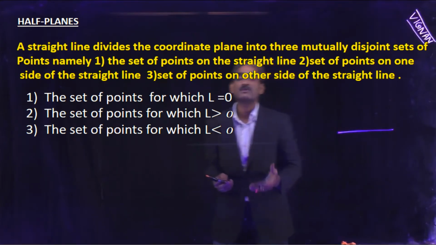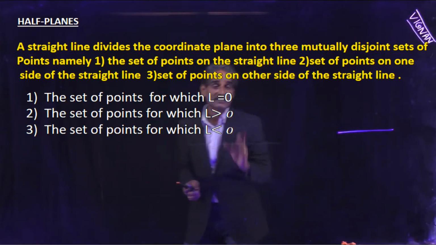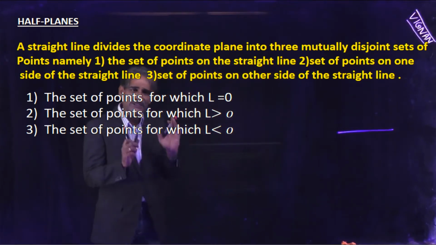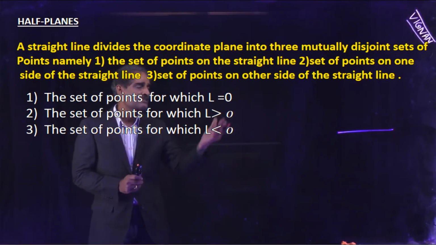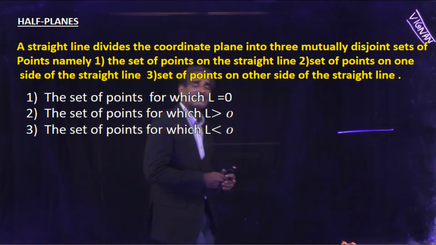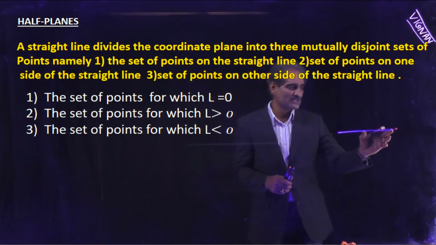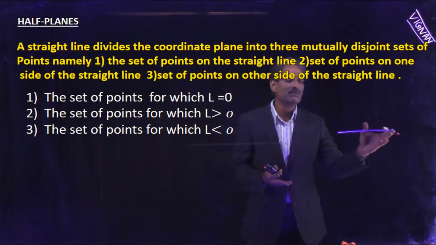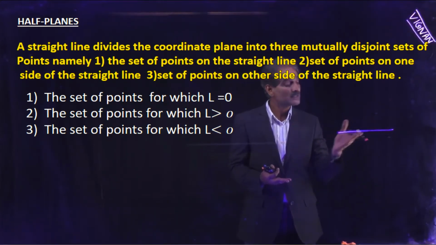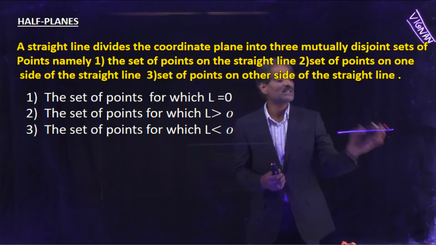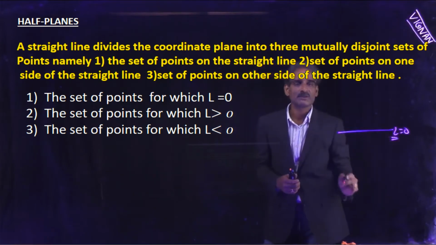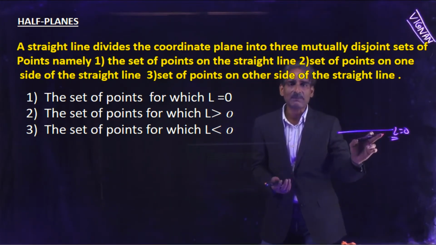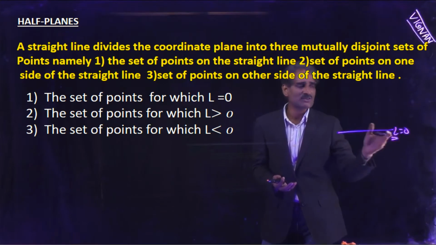Just to read this matter: a straight line divides the plane into three mutually disjoint sets of points. First, the set of points on the straight line. An infinite number of points are there on the line, and they must satisfy the line. If the equation of the line is L equal to 0, then any point on the line satisfies this equation, and we get L equal to 0.